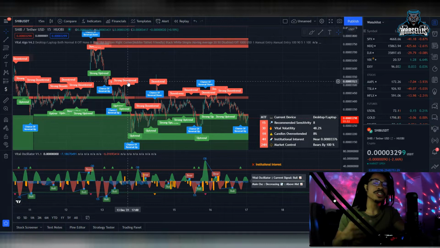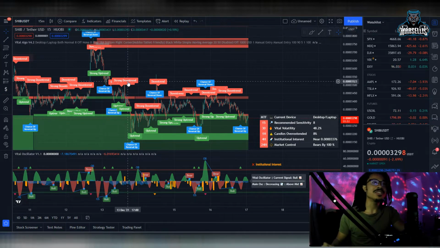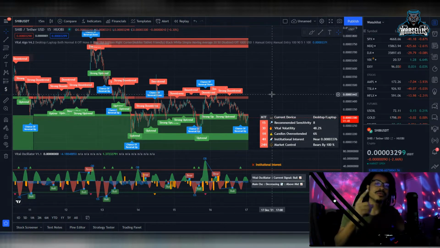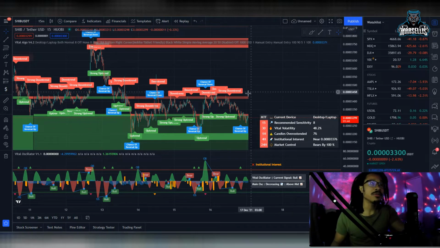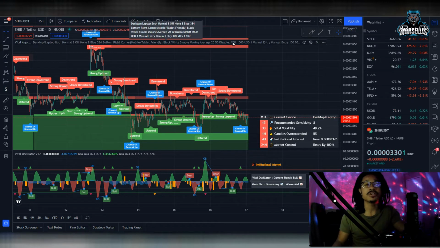We've got to go over Shiba Inu here today. As you can see, Shiba Inu right now is at 0.00003299. We definitely have the possibility to go on another rise. I want to talk about why.